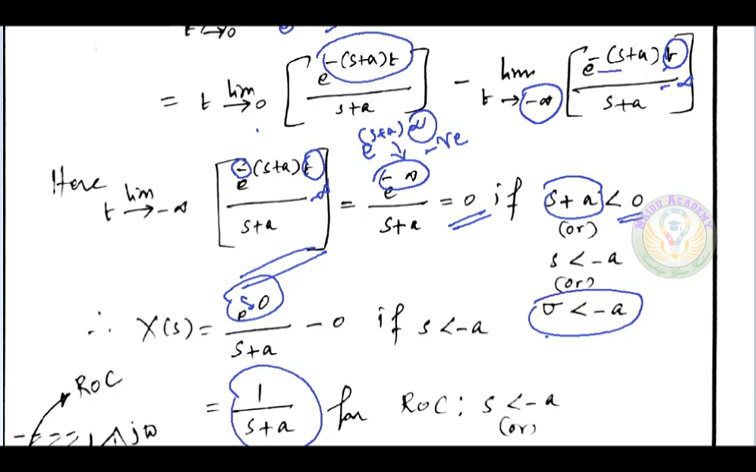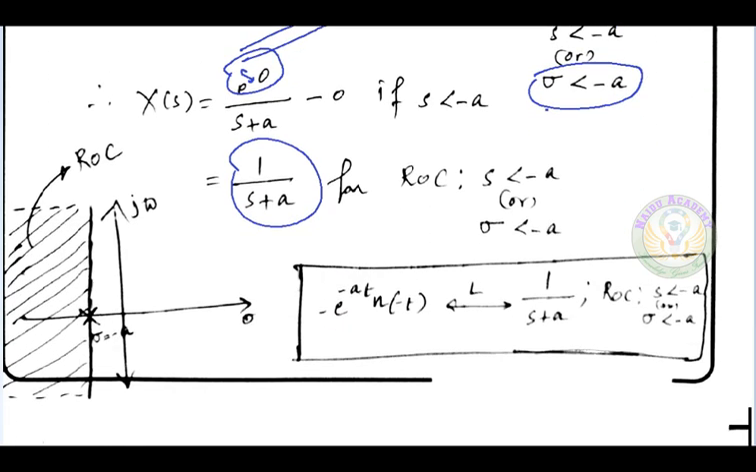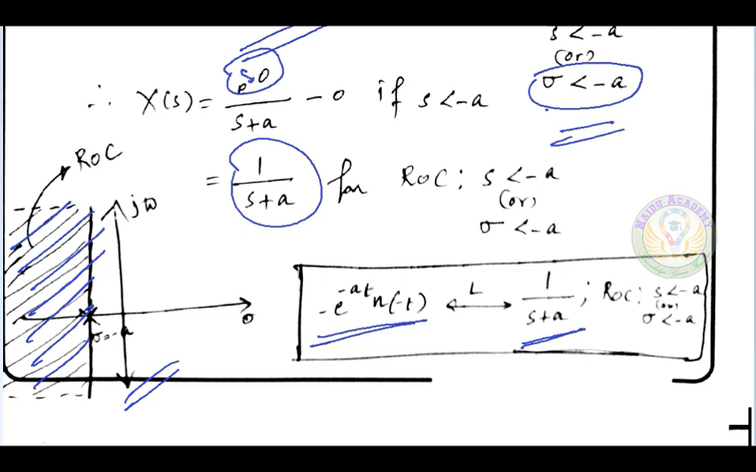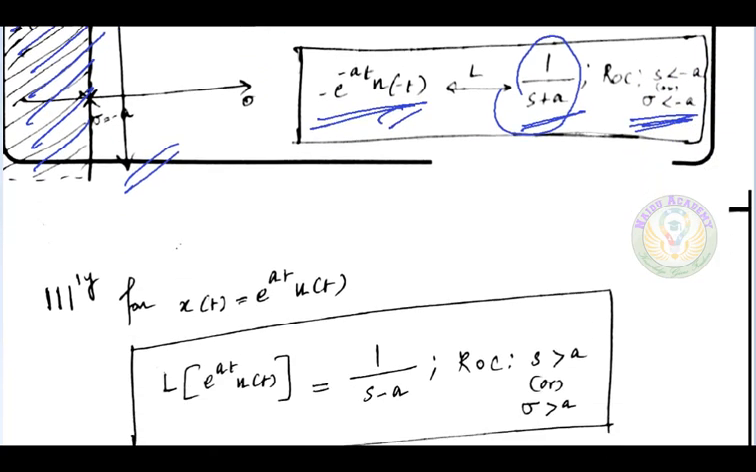Okay, so see the graphical representation. This is sigma equals minus a, so the sigma value should be less than minus a for convergence. This signal will be convergent when sigma is less than minus a, otherwise it is not convergent. The Laplace transform of this signal is 1 divided by s plus a when sigma is less than minus a. This is really an important condition.